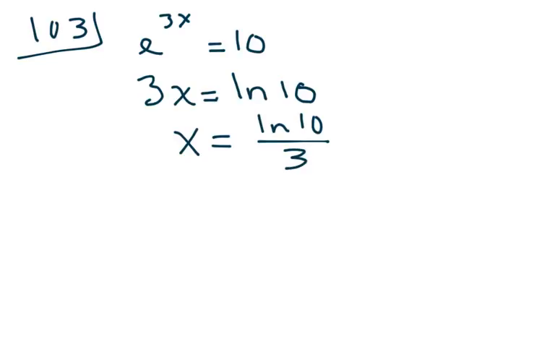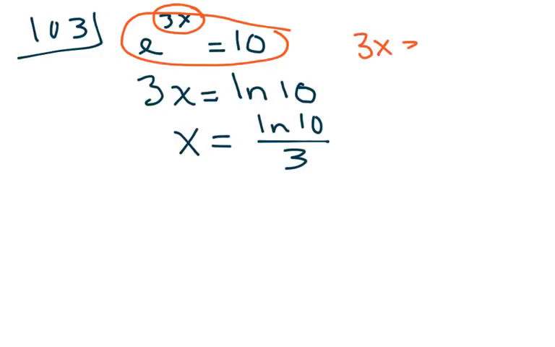Basically what I did is, if you ever see something like this, all you have to do is bring him down and put ln on this side, ln of 10. And we'll talk about that more in class. Okay, and there's another one coming up. So my solution set is ln of 10 over 3.